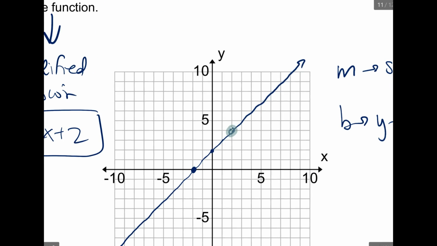Let me zoom in and make this so it's not so nasty. Okay. Why does this look so bad?